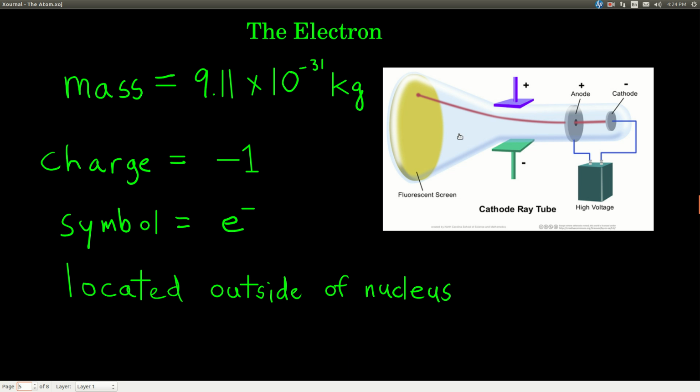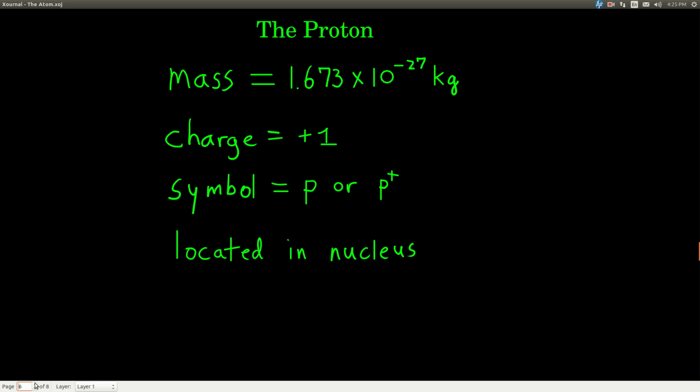And this is, by the way, a schematic of the tool that this guy named J.J. Thomson used to discover the electron, called a cathode ray tube. This is just what was in the old TVs, the big, heavy TVs. So what you need to know from this: if you need the mass of an electron, I'll give that to you. I'm not going to ask you to memorize that. But you should know that its charge is -1 and that its symbol is this, and it's located outside of the nucleus.